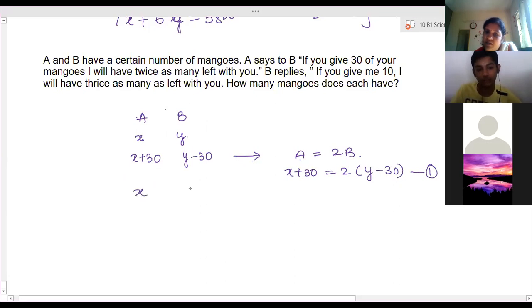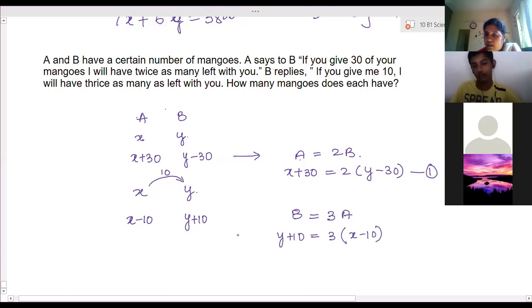And next B replies, if you give me 10, that means if A is giving 10 mangoes to B. So if originally X and Y they have, what will B have now after A gives 10 mangoes to B? B will have Y plus 10, A will have X minus 10. Now what is B telling? Now I have thrice as many as are left with you. So B has 3 times the number of mangoes A has. So what B has, Y plus 10, is equal to 3 times what A has, X minus 10. Clear? Yes, ma'am.